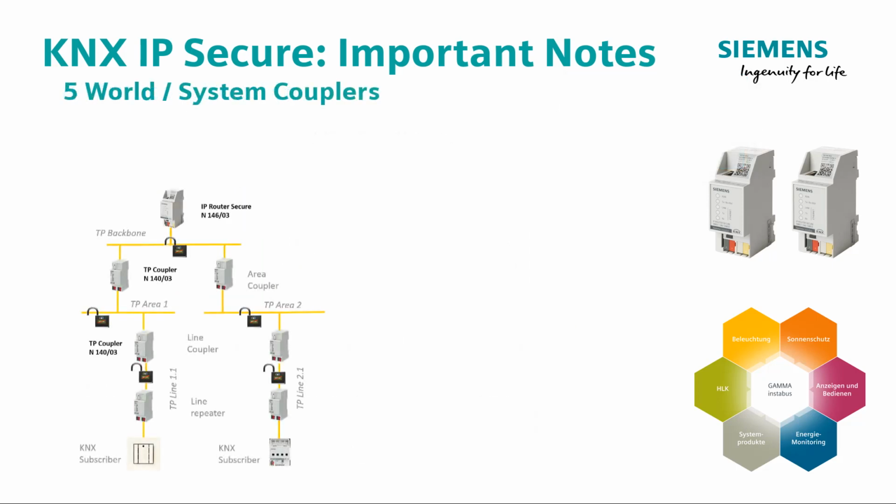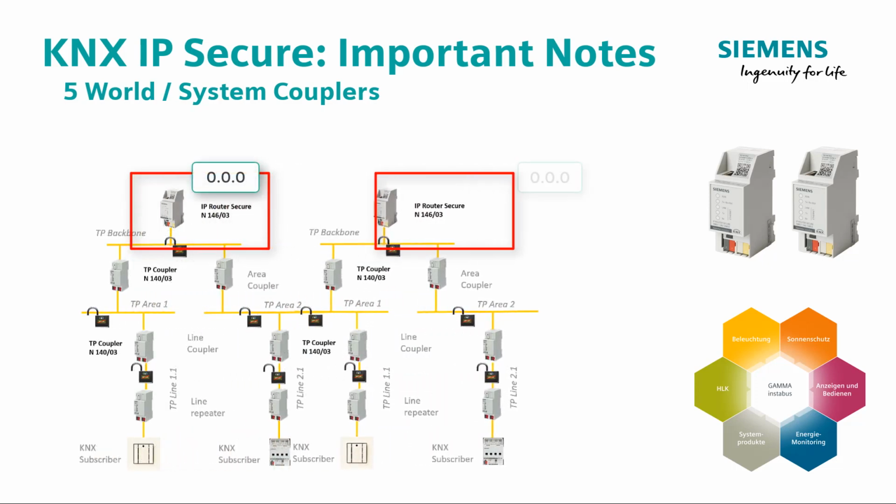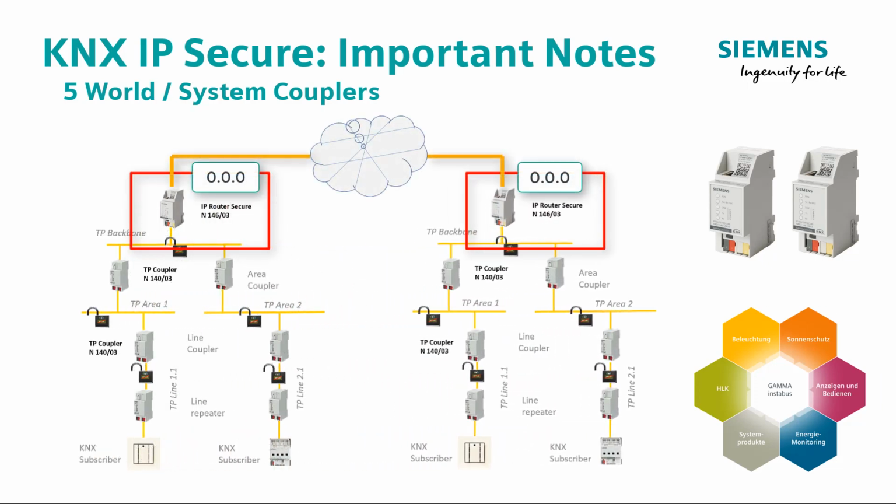5. Operation as world or system coupler. When used as a world coupler or system coupler, physical address 0.0.0, there are 3 things to consider. 1. Secure communication as a system coupler is not possible. 2. With full expansion of the KNX network, it may no longer be possible to reach all LAN segments, since the routing counter is maximum 6.